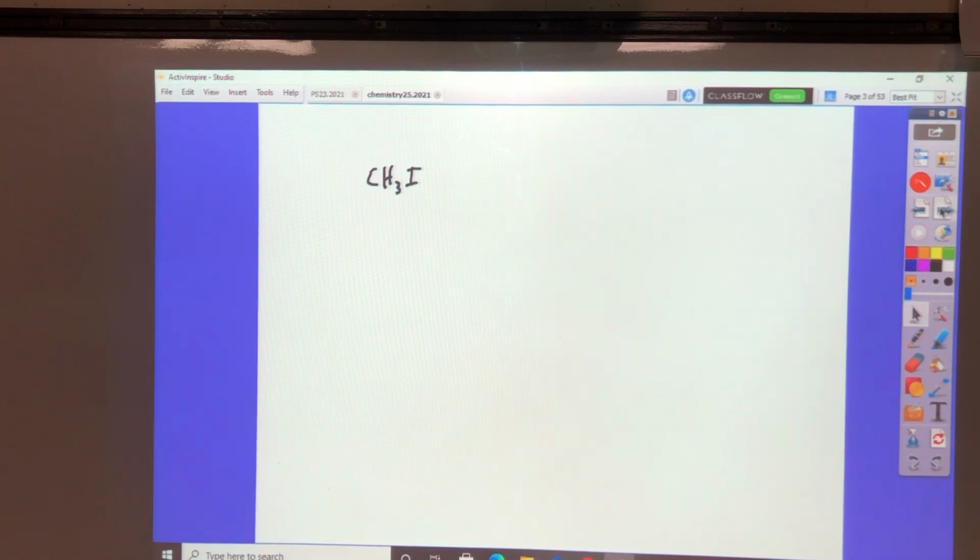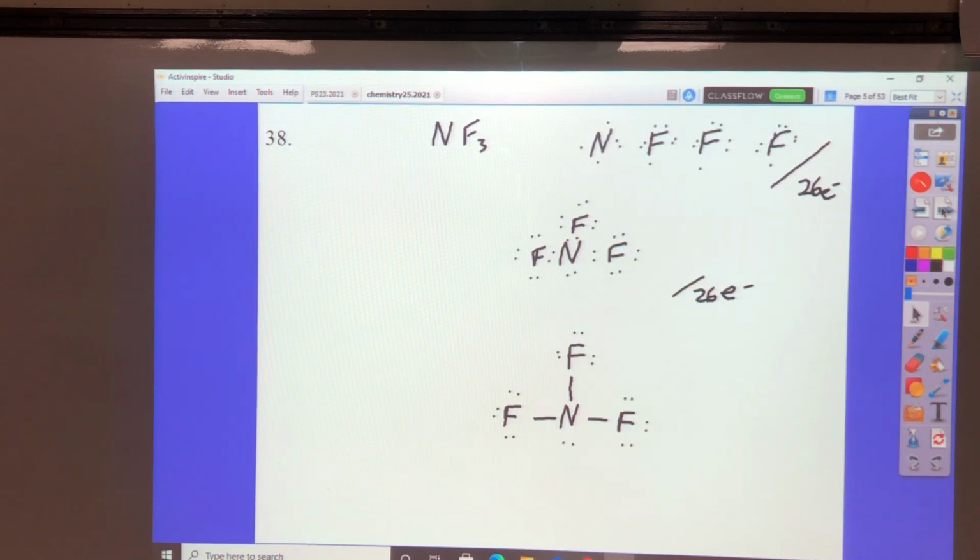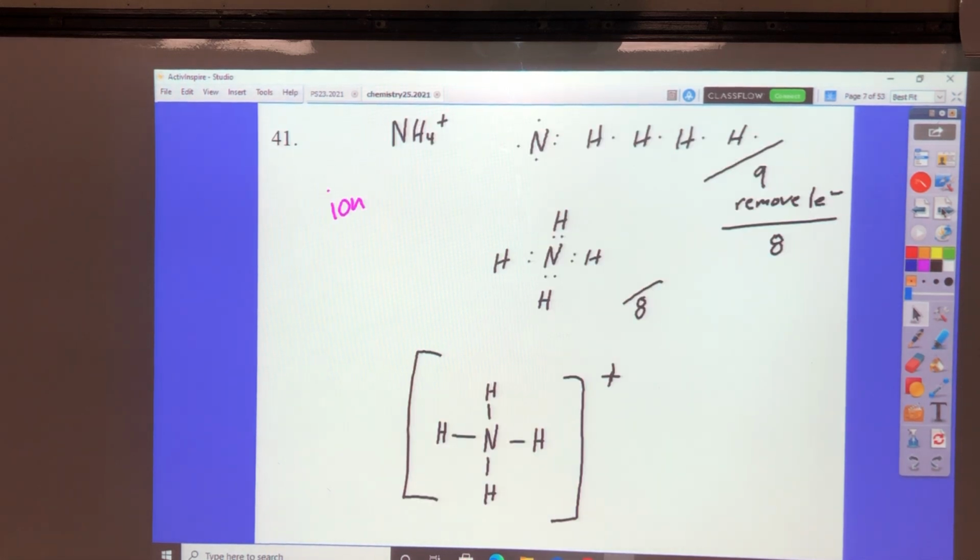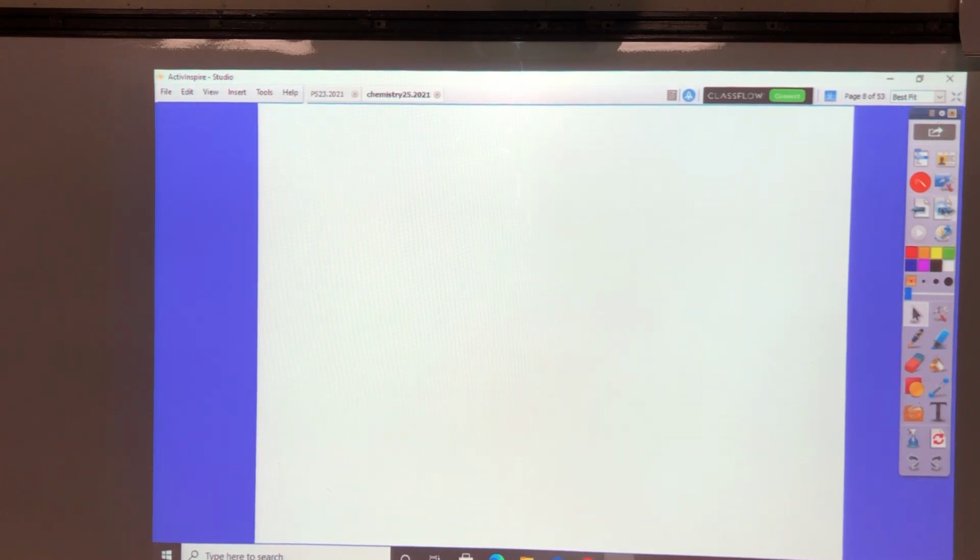This would have been iodomethane, CH3I. We did NF3, which would be nitrogen trifluoride. We did NH4+, which would be the ammonium ion. You should know the name of that one. So we got 3 done, and we'll probably try 3 more. Now we have the nitrate ion.